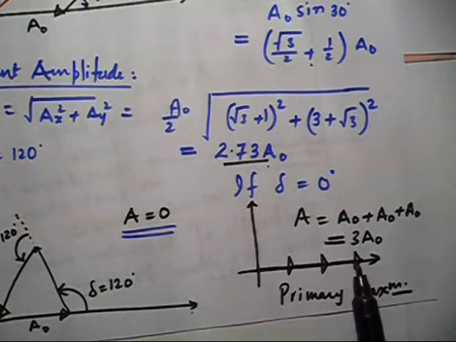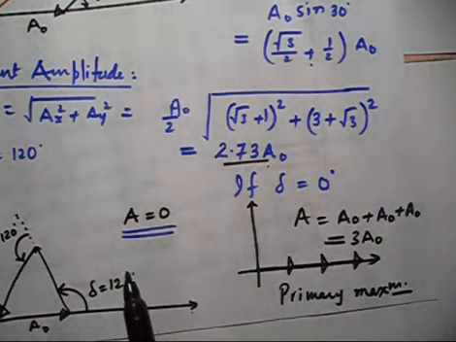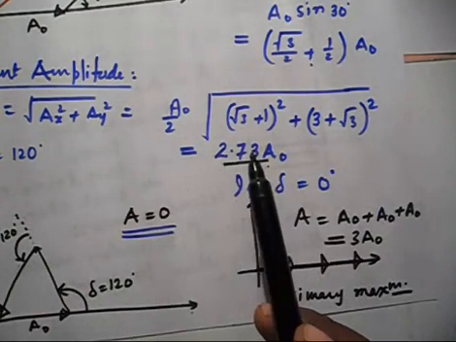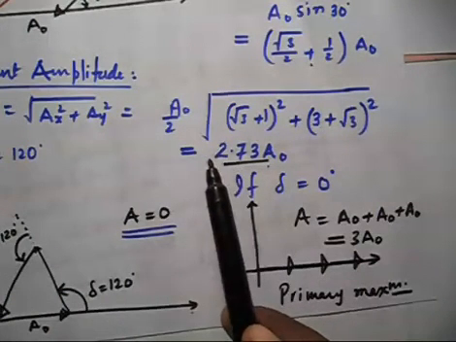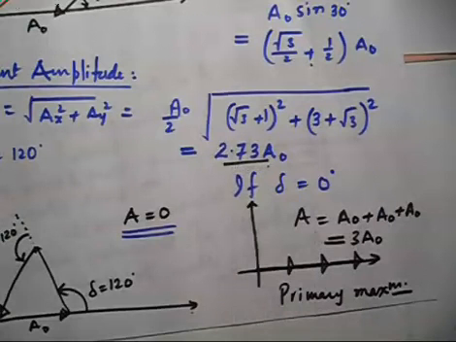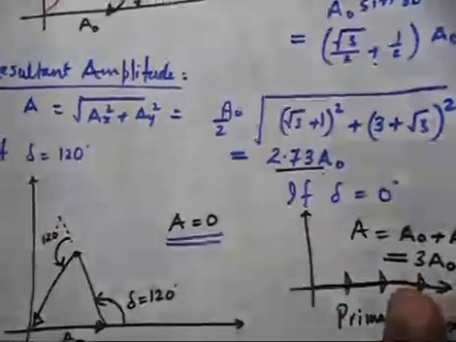Now you see when theta is equal to 0 degree, I am getting 3 A naught amplitude. When delta is 120 degree, I am getting 0 amplitude. When delta is 60 degree, corresponding amplitude is 2.73 A naught, and corresponding y we can find. Are you getting or not? Okay, so let us discuss more the same thing I think you have written.